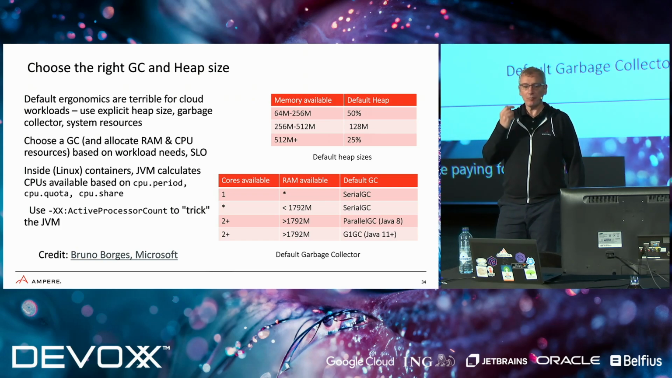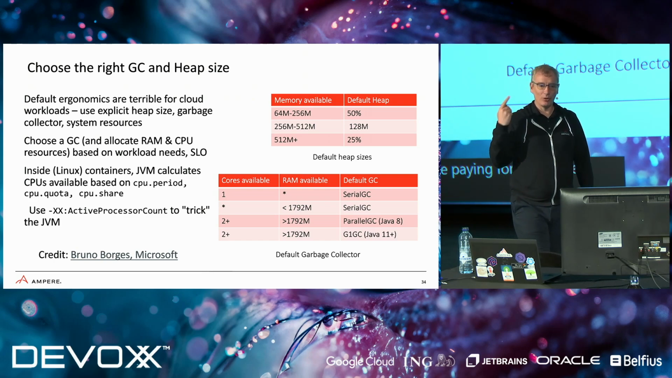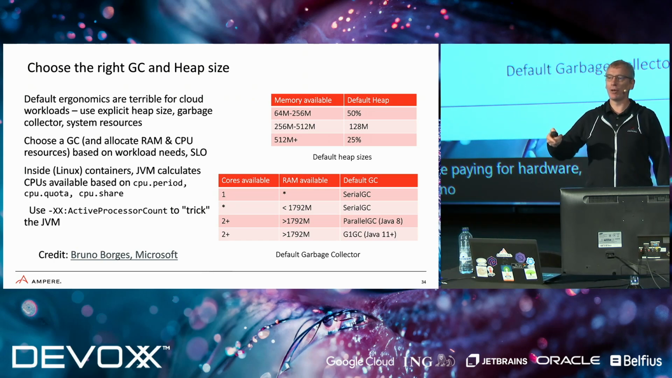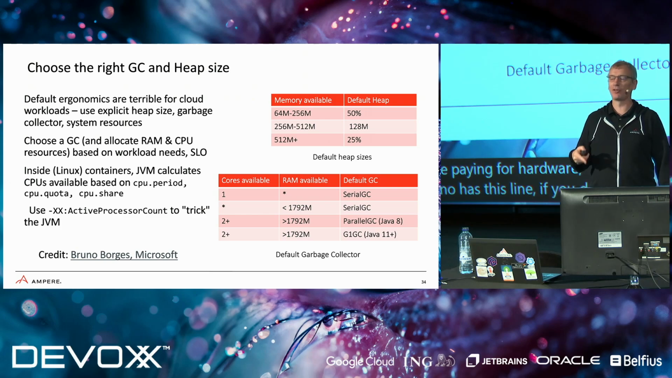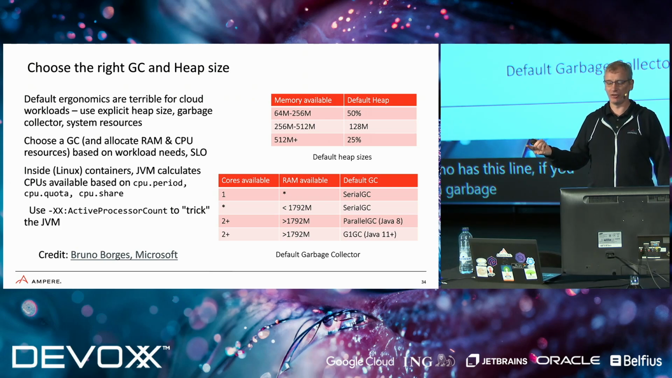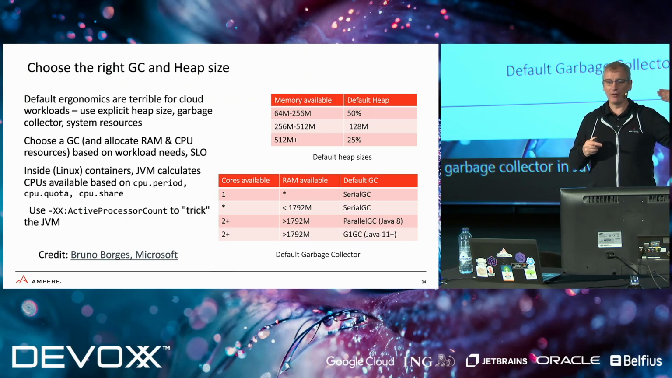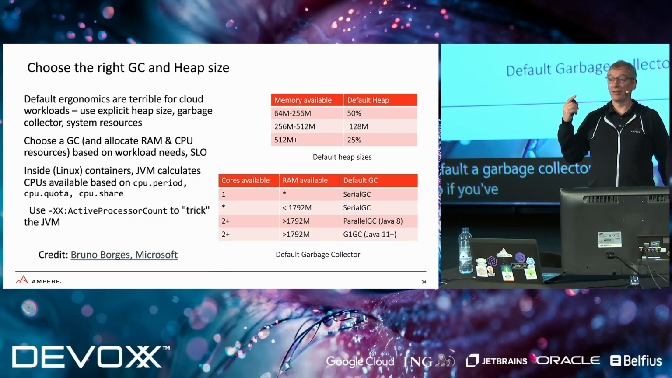Similarly, Bruno has this line, if you don't do anything, the default garbage collector in Java is probably serial GC. So if you've got one core available, serial GC is the default garbage collector.